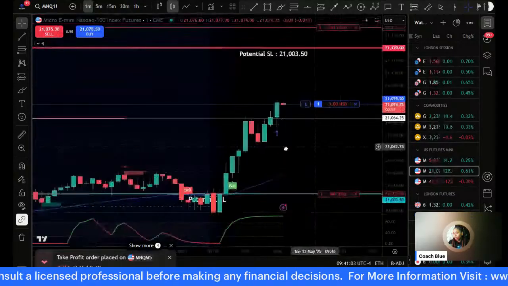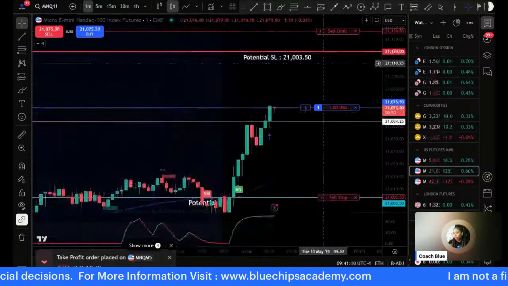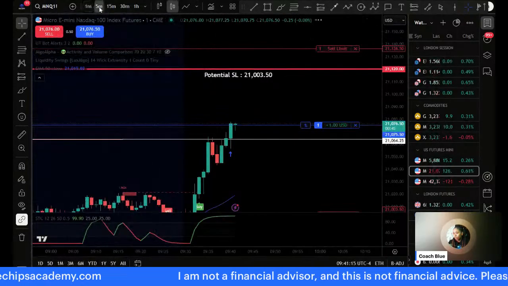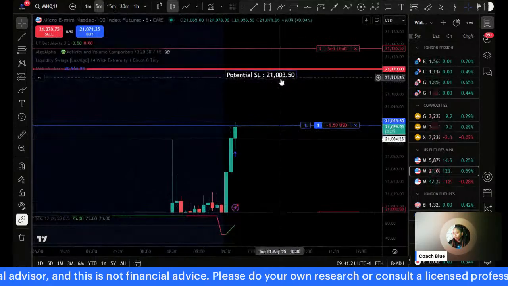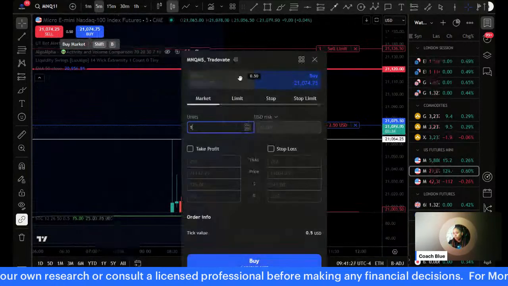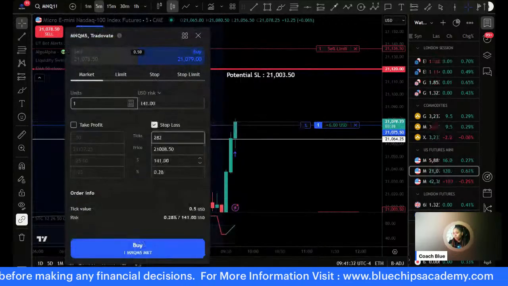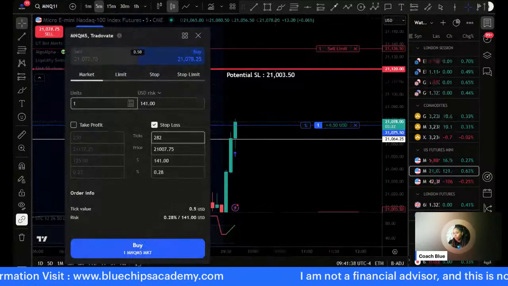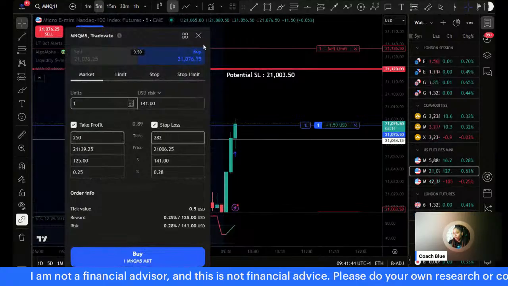Okay. So my take profit is going to be right before this level right here. Let me see my volume order flow. Hold on. Let me go to the 5-minute real quick. So the stop loss is 21,003.50. When you click buy, you put one contract or however many contracts you want. Stop loss, you type in 21,003.50 if you want to use that. Take profit, you can just put 250 ticks right here.